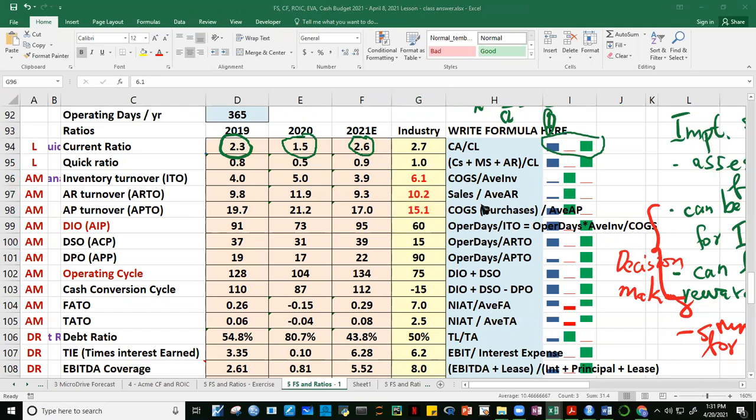Okay, thank you. All right. Now, as I said, guys, 6.1, 10.2, 15.1 does not actually mean anything if it's taken out of context. No? All we know is, 6.1 times means the company is able to buy raw materials, convert to finished product, and then sell 6 times a year. No? That's its velocity. That's how many times it does that in a year. It doesn't mean anything by itself. That's all it is. Unless we compare it.